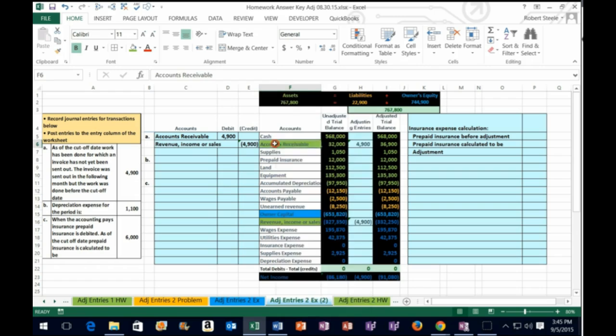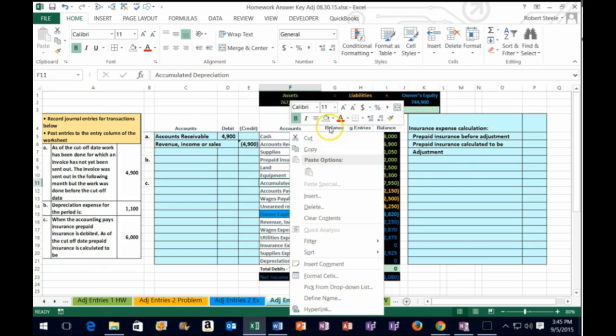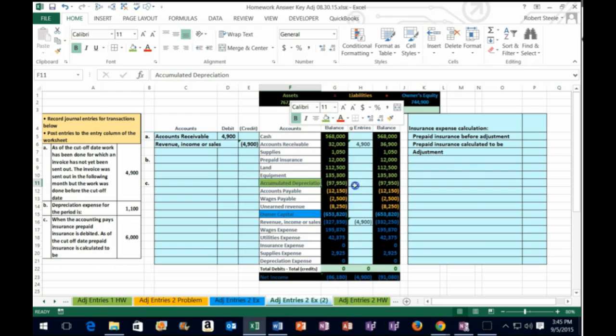Next transaction, so I'm going to unhighlight these so we can take a look at the second transaction in the same type of way. We have depreciation expense for the period is 1,100. Now, once again, before we even know what depreciation is, we could just figure out which accounts will be affected and go from there. So what will be the balance sheet account related to depreciation? If we look through it, we see depreciation in this account. So accumulated depreciation might be one that would be affected. If we look on the income statement, what account has depreciation? Well, we see depreciation expense.